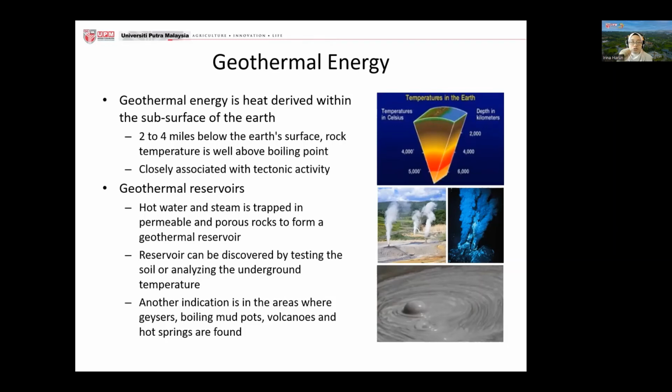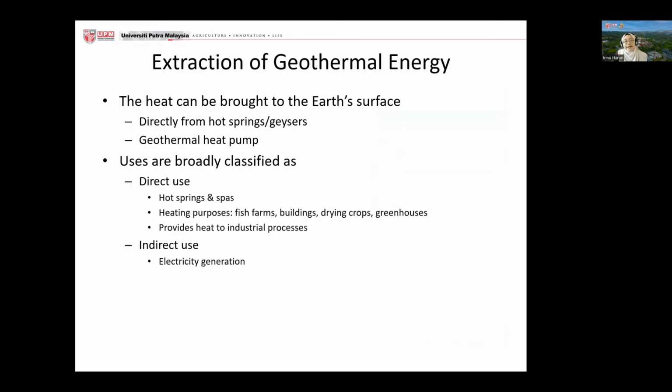If you have ever been to hot springs in Malaysia, there are plenty of those places, and you can imagine that underneath it, there is a geothermal reservoir. How this energy can be extracted is, again, we use heat pumps. Heat pumps, very similar to just now when we talked about OTEC.